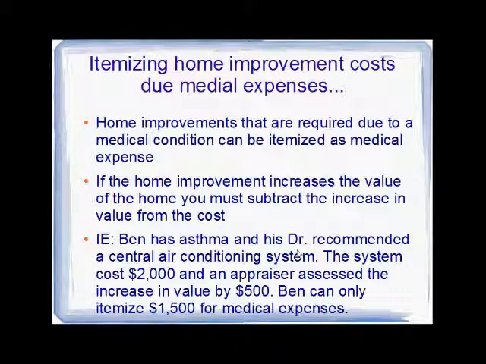Let's take Ben as an example. He has asthma and his doctor recommended a central air conditioning system. The system costs $2,000 and an appraiser assessed the increase in value of his home by $500. So Ben can itemize $1,500 for medical expenses: the cost of the air conditioning system, $2,000, minus the increase in value, $500.